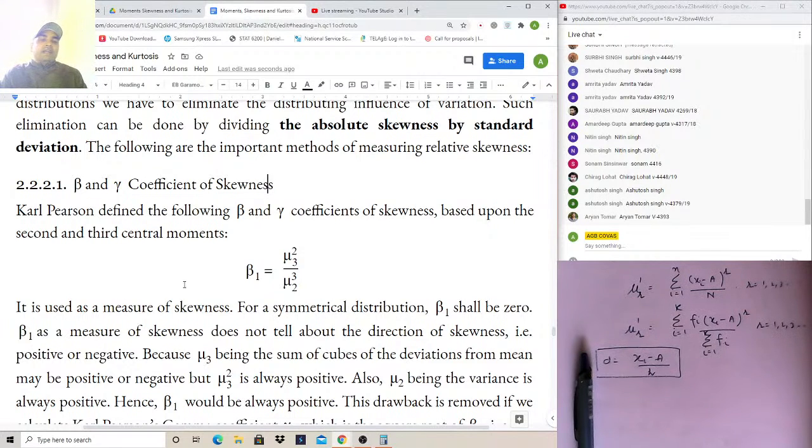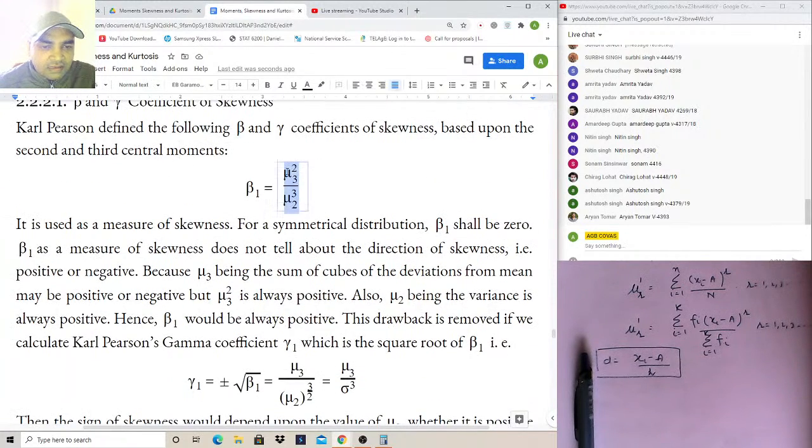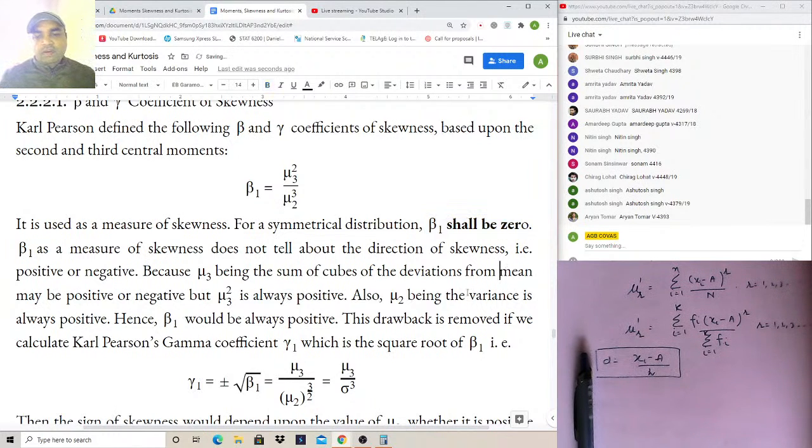So Karl Pearson defined the following beta and gamma coefficients of skewness based upon the second and third central moments. These central moments we have studied now. So if we square the third central moment and divide it by the cube of the second central moment, it will give you the measure of skewness, which is depicted by beta 1. And as a measure of skewness for a symmetrical distribution, this beta 1 shall be 0. So if you calculate these central moments and the data is symmetric, then you are going to get this beta 1 as 0.